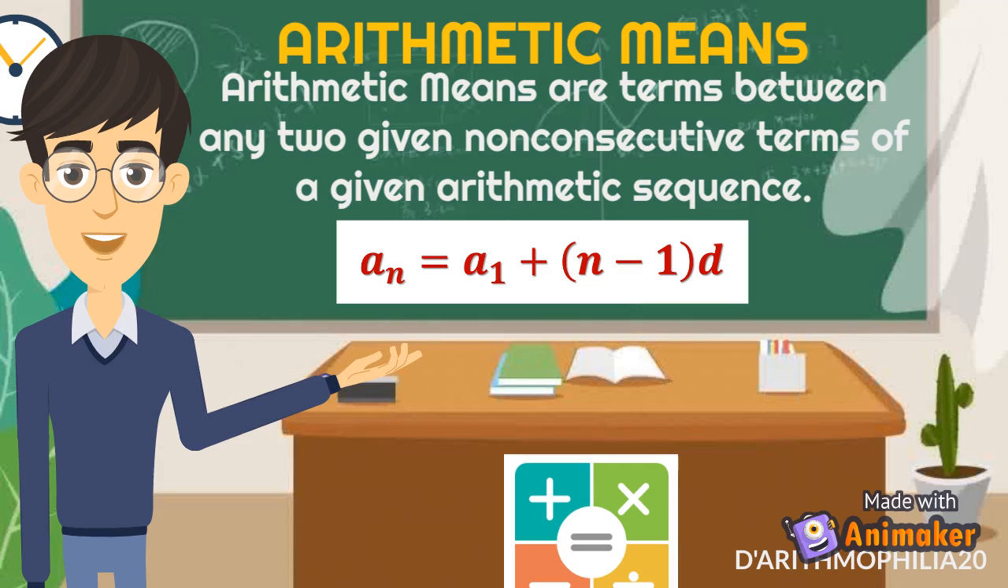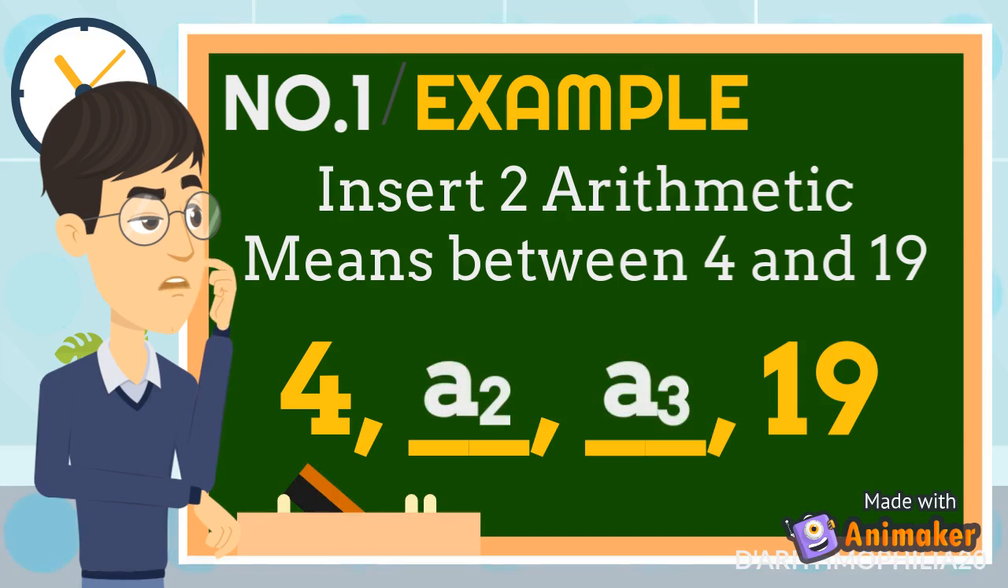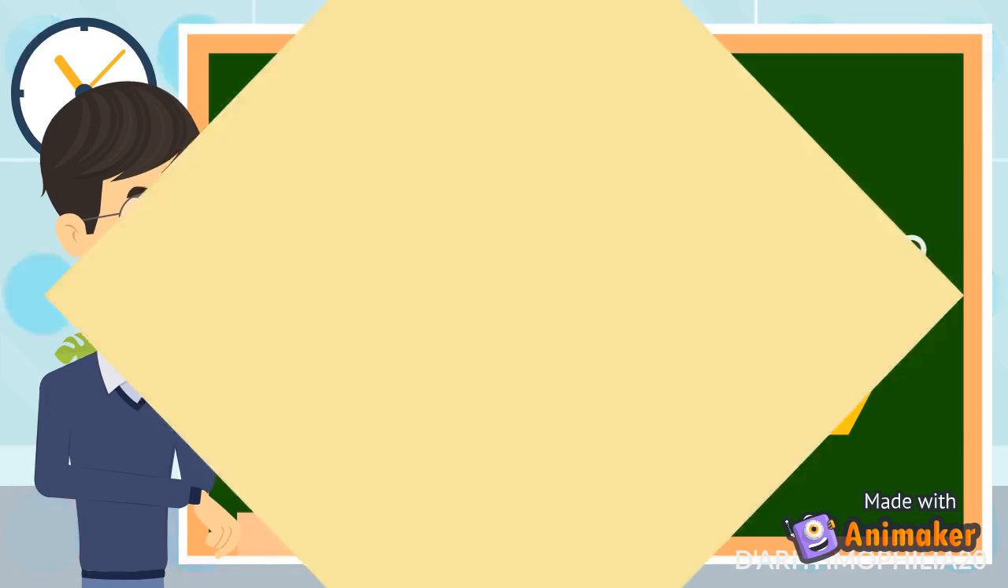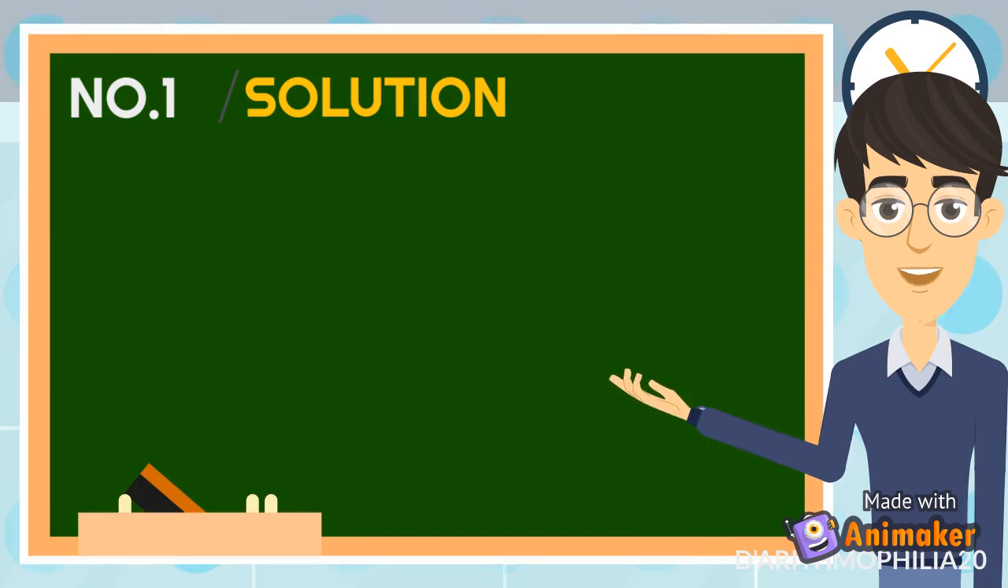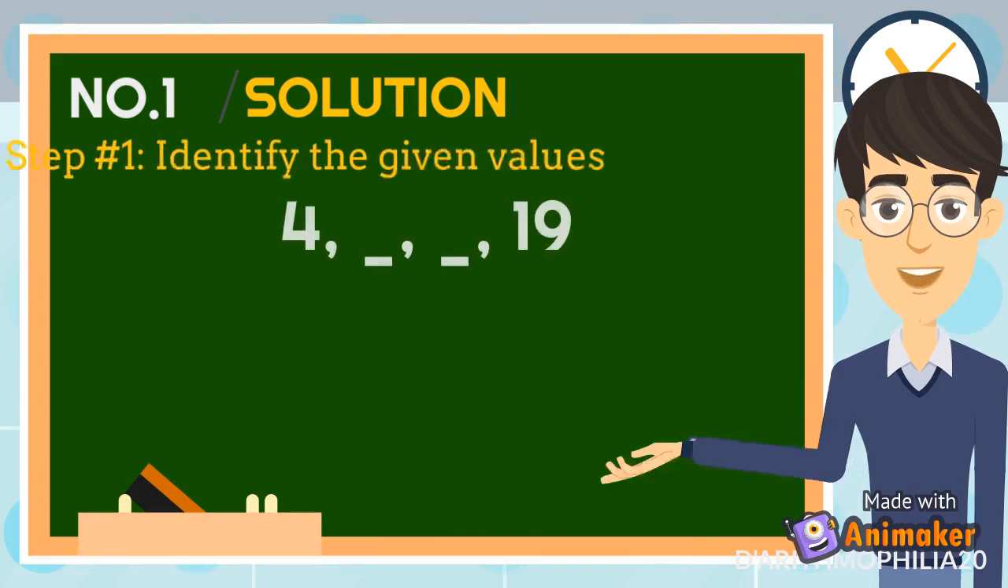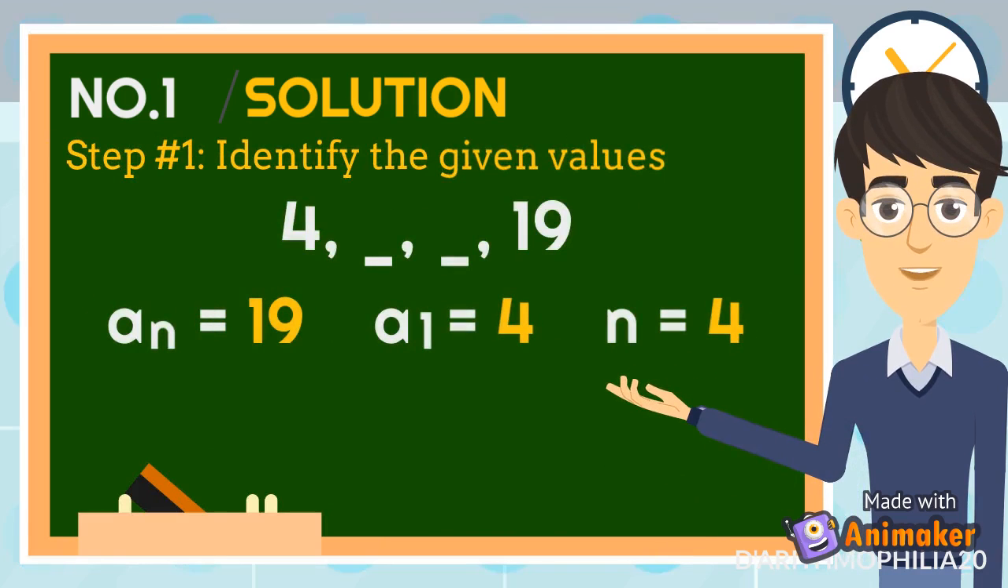This time, for us to better understand this concept, let's consider the following examples. Example number 1. Insert two arithmetic means between 4 and 19. Here, we will be determining the two terms in between 4 and 19, namely the a sub 2 and a sub 3. In solving this problem, we will be performing the four-step process in order for us to determine the arithmetic means. First, we need to identify our given values, and these are the following: a sub n is 19, a sub 1 equals 4, and n is also equal to 4.